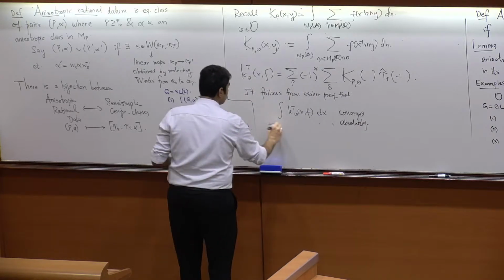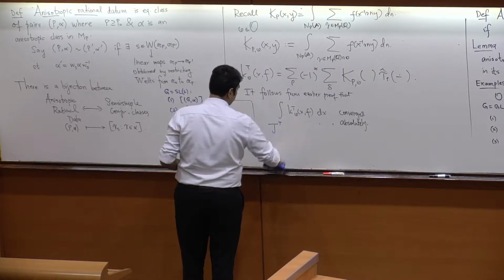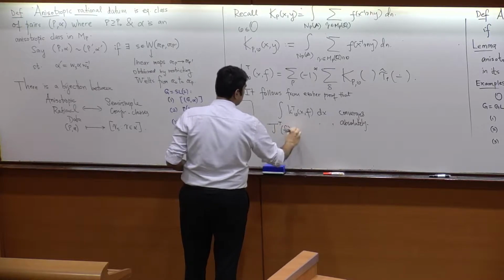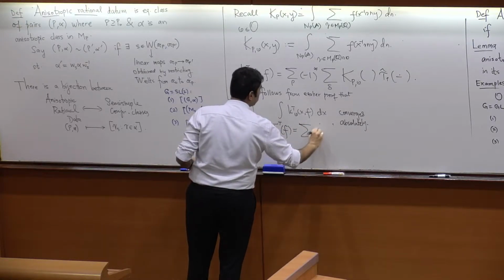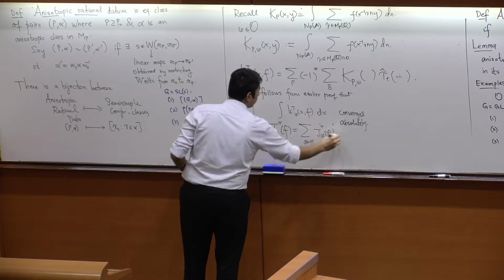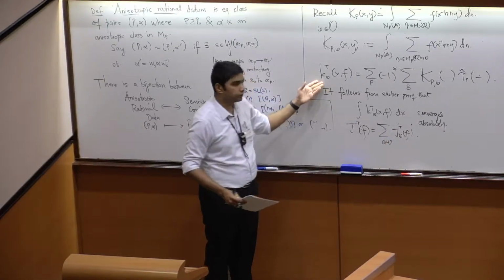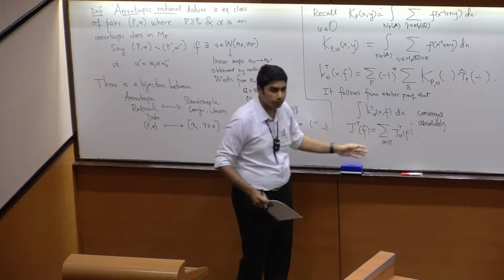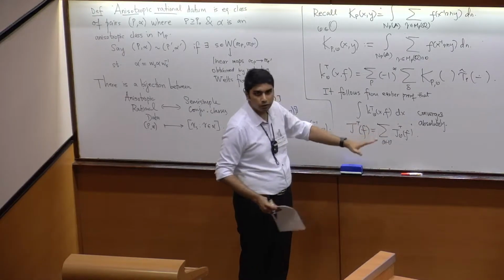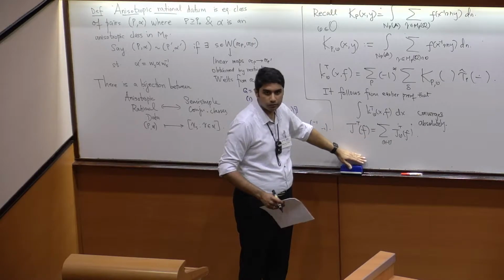Okay, so now this gives you a formula: JTF is the sum over JTO F, O in O. Now this is the coarse geometric expansion. So JTO is the integral of this guy. Okay, you add them up. This converges absolutely. You have an honest expression. This is known as the coarse geometric expansion.